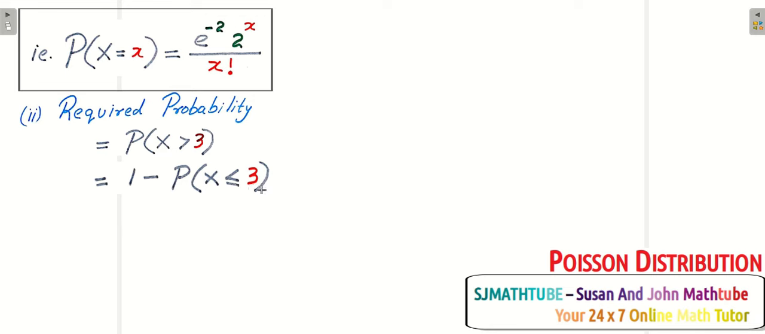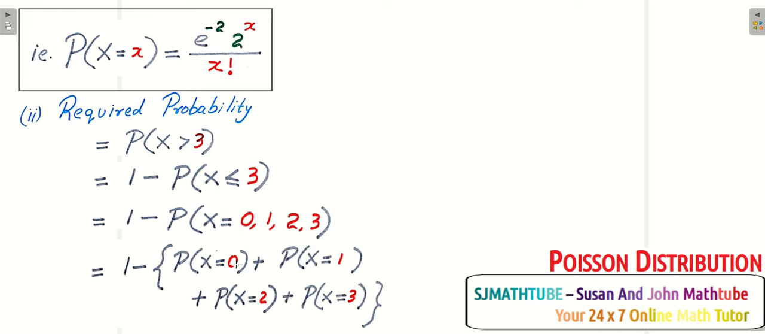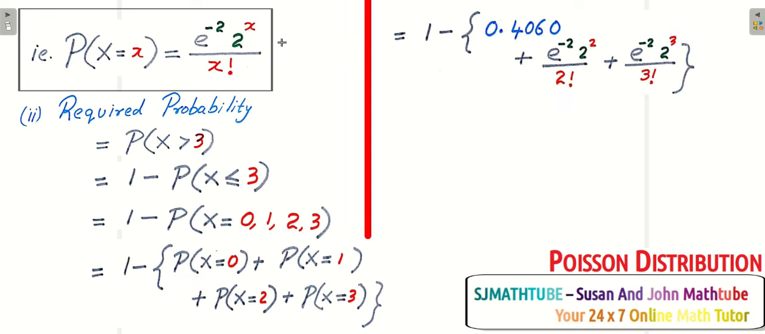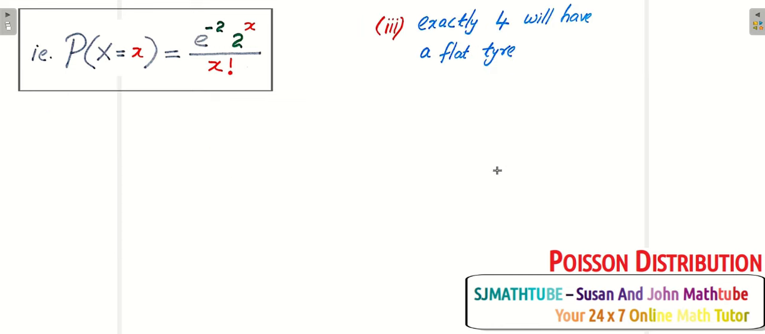So what we do is we just use the property which we learned in discrete PDF. That is 1 minus the probability of X less than or equal to 3. And that means 0, 1, 2, 3, and let's add them up. You already know the value from the first part. So plug in, and that's 14%. So that's very low. And now let's go for the third part.